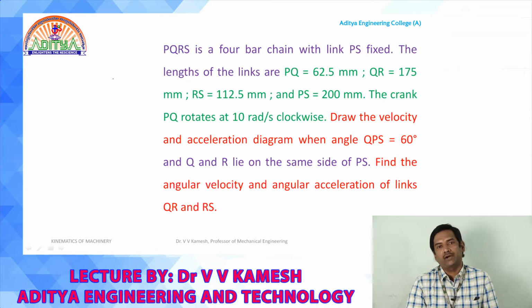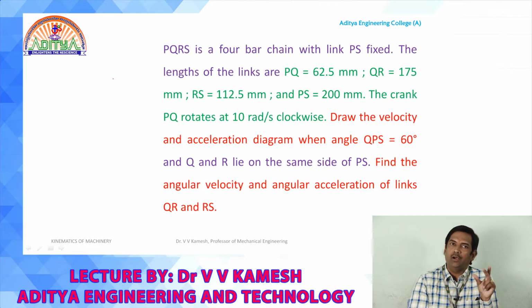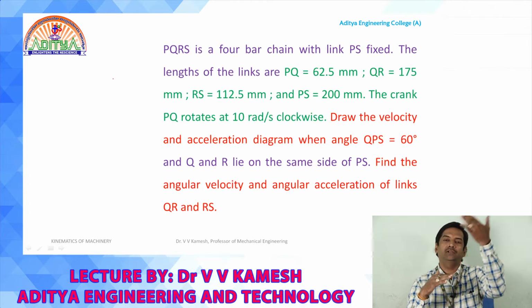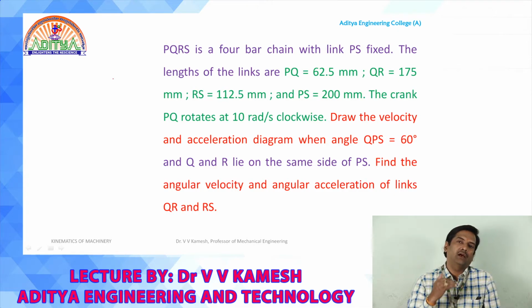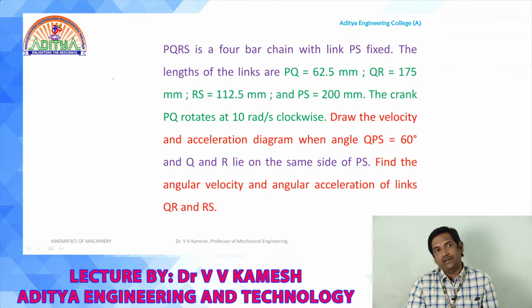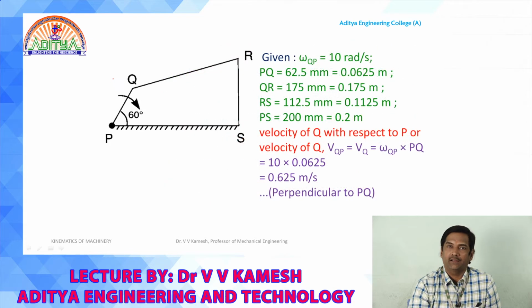So, initially we are able to find the velocity of the crank, then the acceleration of the crank. What do we need to identify from the graphical perspective? Draw the velocity and acceleration diagram, with angle QPS, for the crank, being 60 degrees, and points Q and R lie on the same side of PS. That means, when PS is the fixed line, all the links and all the points are above the line. Then find the angular velocity and angular acceleration of the links QR and RS.